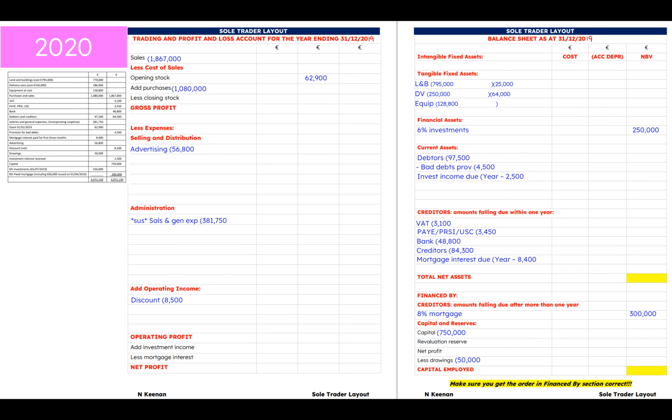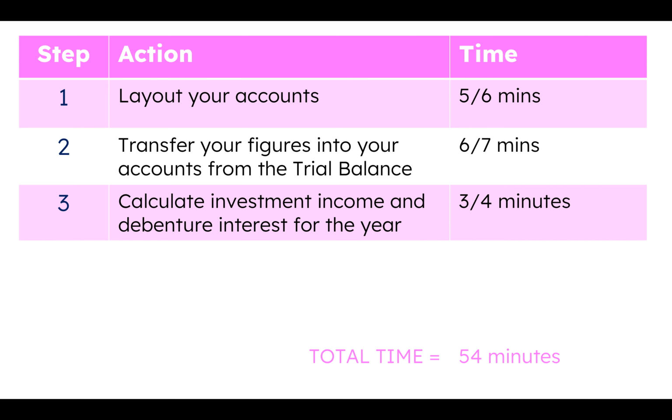Okay, so you've earned tons and tons and tons of marks already at this stage. So then we move on to step 3, which is calculate the investment income and debenture interest for the year, and that should take you 3 or 4 minutes. So if you want to pause the video again and see how you get on calculating the investment income and the debenture interest and see if you get it right.